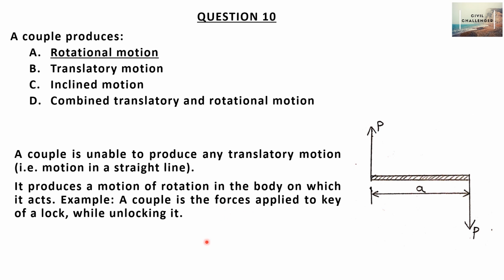But it can produce a motion of rotation in the body on which it acts. For example, if we apply a couple to a key to unlock a lock, then it will rotate. It is an example of a couple. So the correct answer is option A. A couple produces rotational motion.